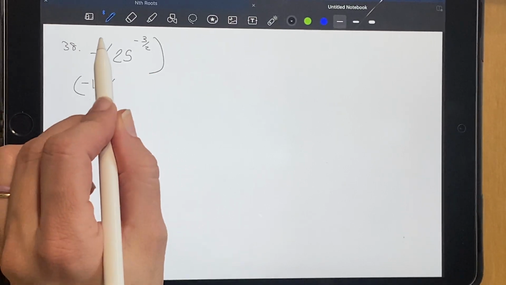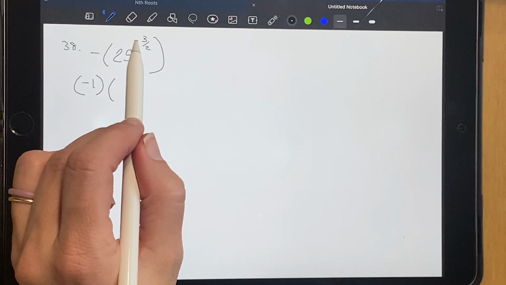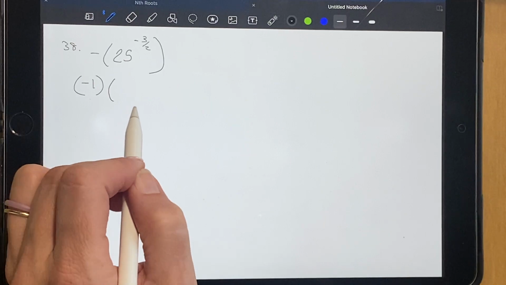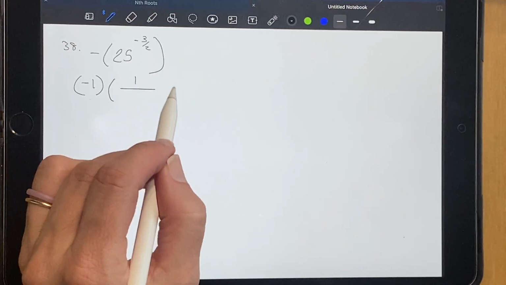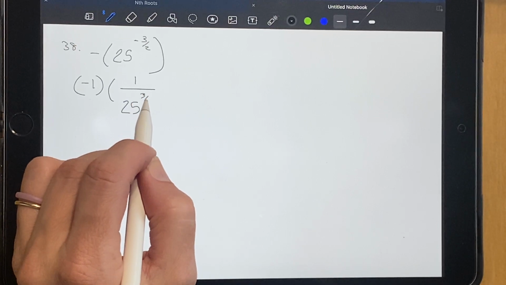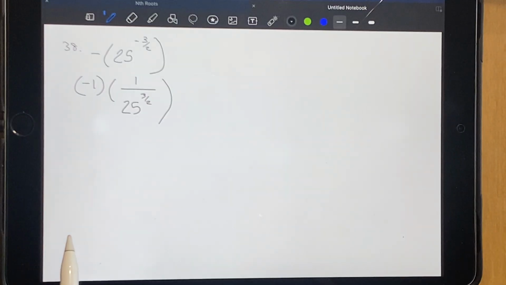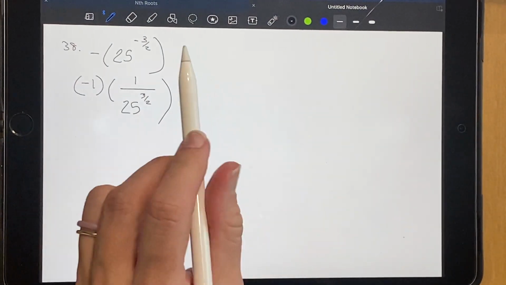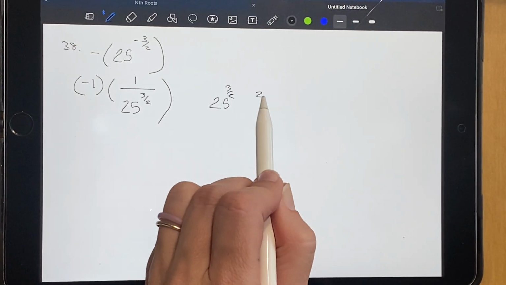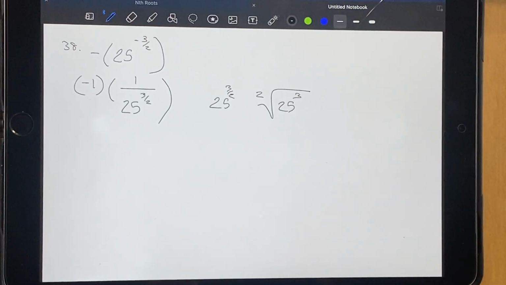When I look at 25 to the negative 3/2, I am going to make the exponent positive. I don't like that being negative. So remember, if I change sides, I change signs. So I'm going to put this 25 down here. Now it's to the 3/2. Okay, so now we can rewrite 25 to the 3/2 as the square root of 25 cubed.